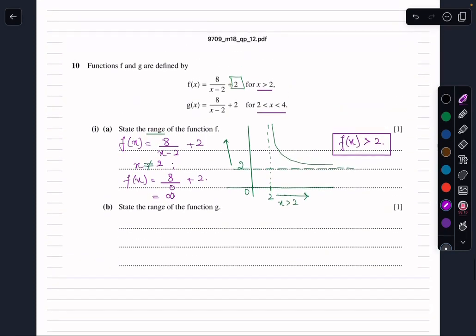Now, with respect to the range of the function g, we have discussed that g is the same function, but the domain value is between 2 and 4. If I sketch the g function here, I know when x is 2, it's the asymptotic value, and we know the reason. If x equals 2, our function is becoming undefined. Therefore, at 2, the curve is becoming asymptotic there.